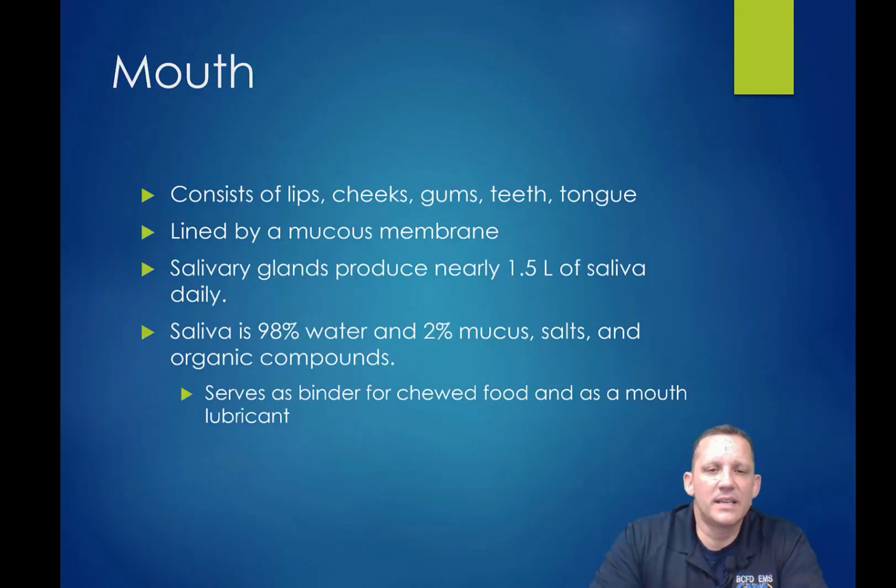The mouth consisting of the lips, cheeks, gums, teeth, and tongue, and it's lined by a mucous membrane. The salivary glands producing nearly 1.5 liters of saliva daily. Saliva is 98% water and 2% mucus, salts, and organic compounds. And it serves as a binder for chewed food and as a mouth lubricant. So remember that quite literally, the very beginning parts of digestion come from the saliva and the chewing of the food.